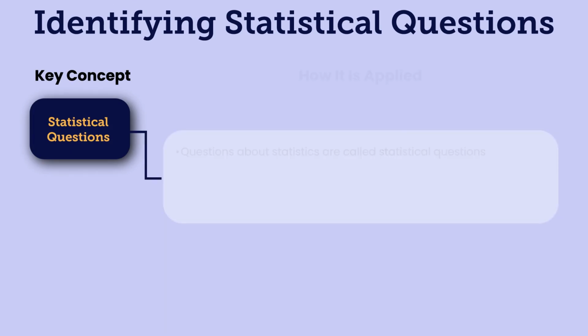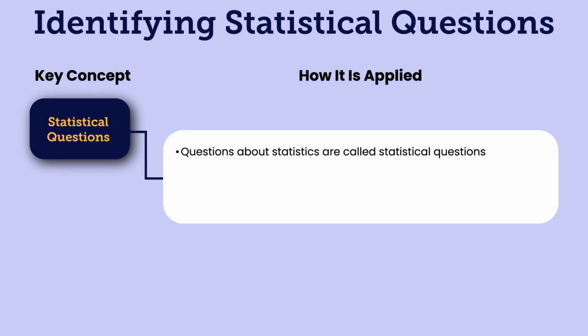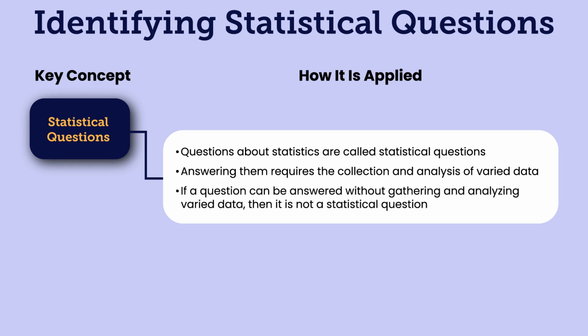So, the goal of this lesson was to define statistical questions and explain how to identify statistical questions. Questions about statistics are called statistical questions. The defining quality of statistical questions is that answering them requires the collection and analysis of varied data. A question that can be answered without gathering and analyzing varied data is not a statistical question.